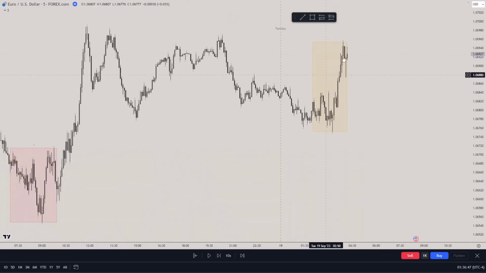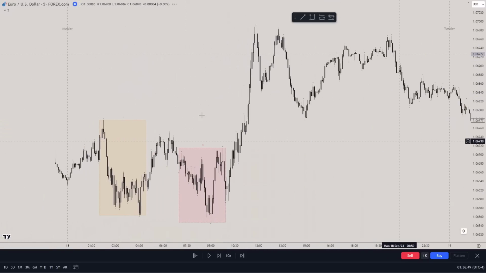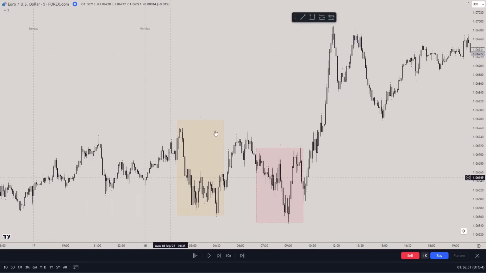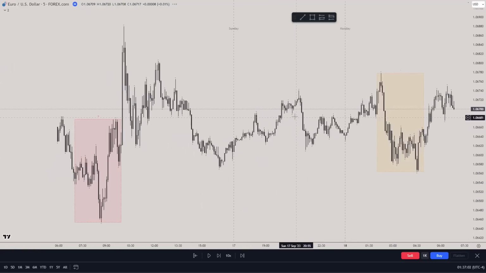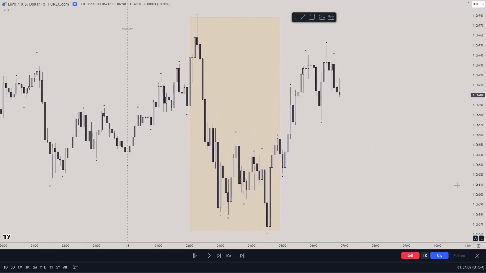So after we looked at this London session right here, if we just go to the left, so this is the London session, let's try New York for now. So I'm gonna go just before New York starts like this, and let's take a look at the price action right here on the 5 minutes.